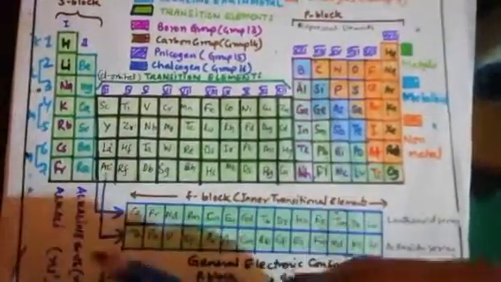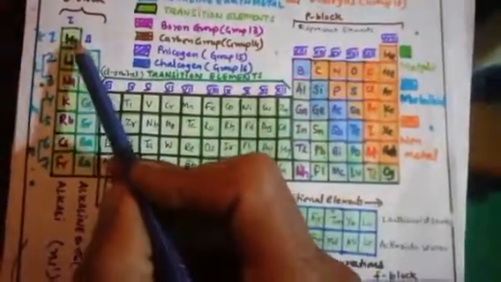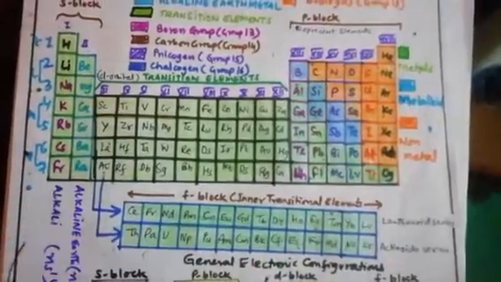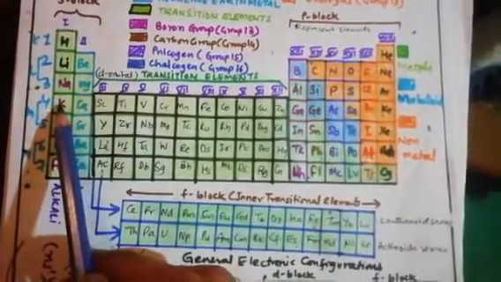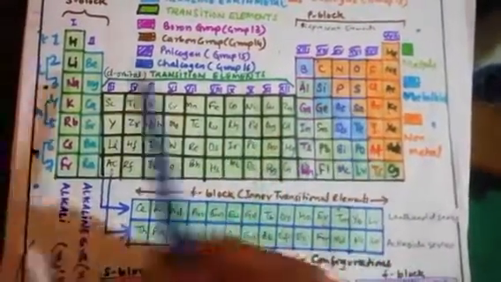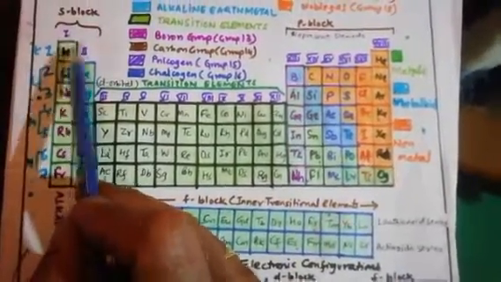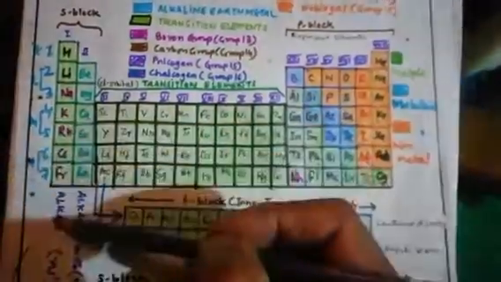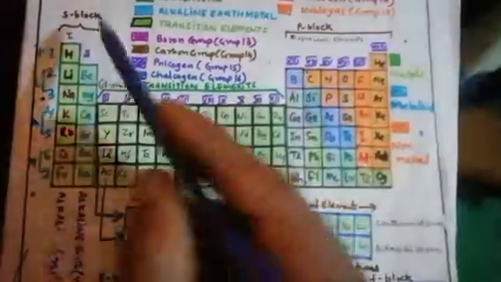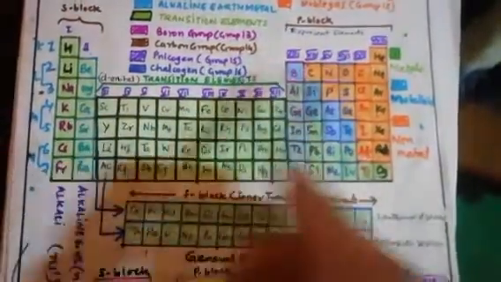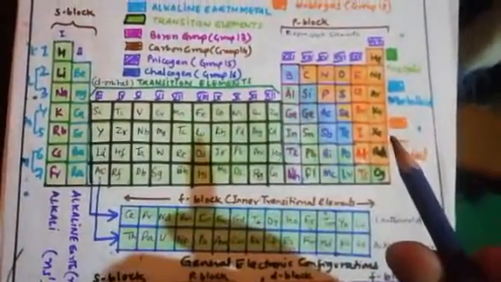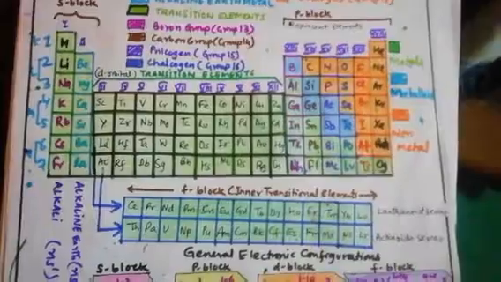Okay, if I say down the group, it means you have to see it from top to bottom. If I say left to right, it means along the period, from this side to this side. Like if I talk about atomic size, from hydrogen to helium atomic size is decreasing, whereas from hydrogen to francium atomic size is increasing. So it means down the group atomic size increases, and from left to right atomic size decreases. Why these are increasing and decreasing, that reason we are also going to study.